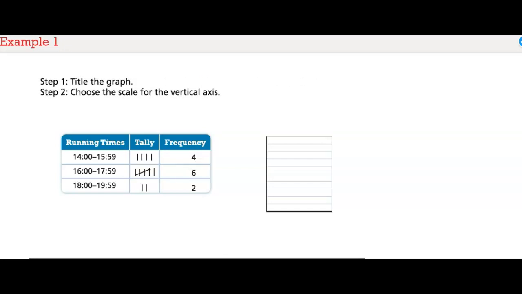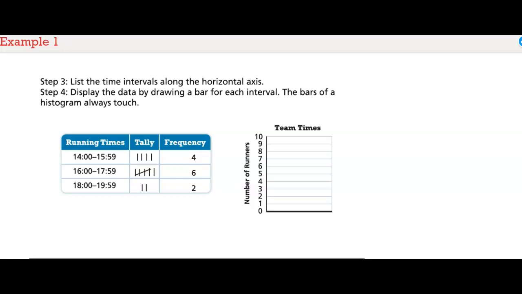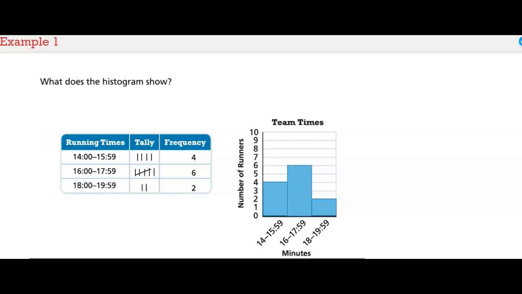Step 1. Title the graph. Step 2. Choose the scale for the vertical axis. Step 3. List the time intervals along the horizontal axis. Step 4. Display the data by drawing a bar for each interval. The bars of a histogram always touch. What does the histogram show?